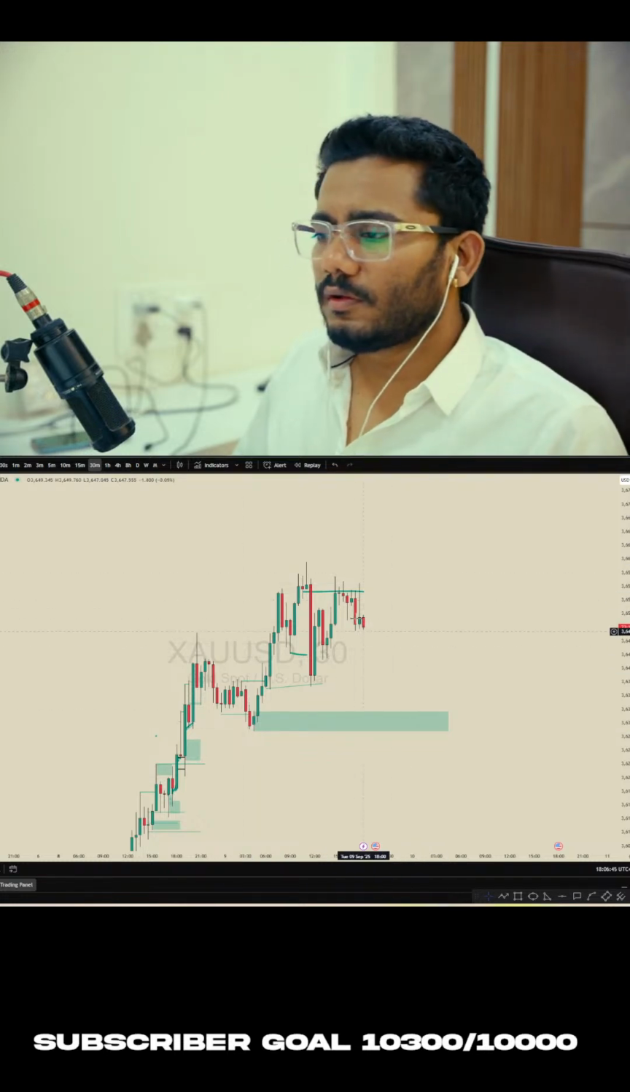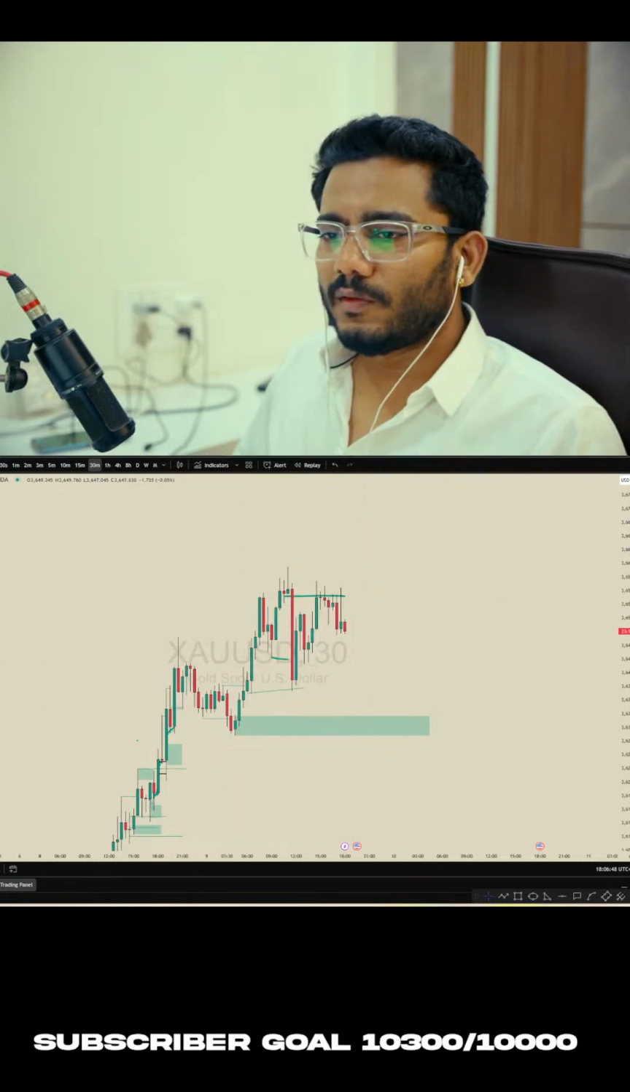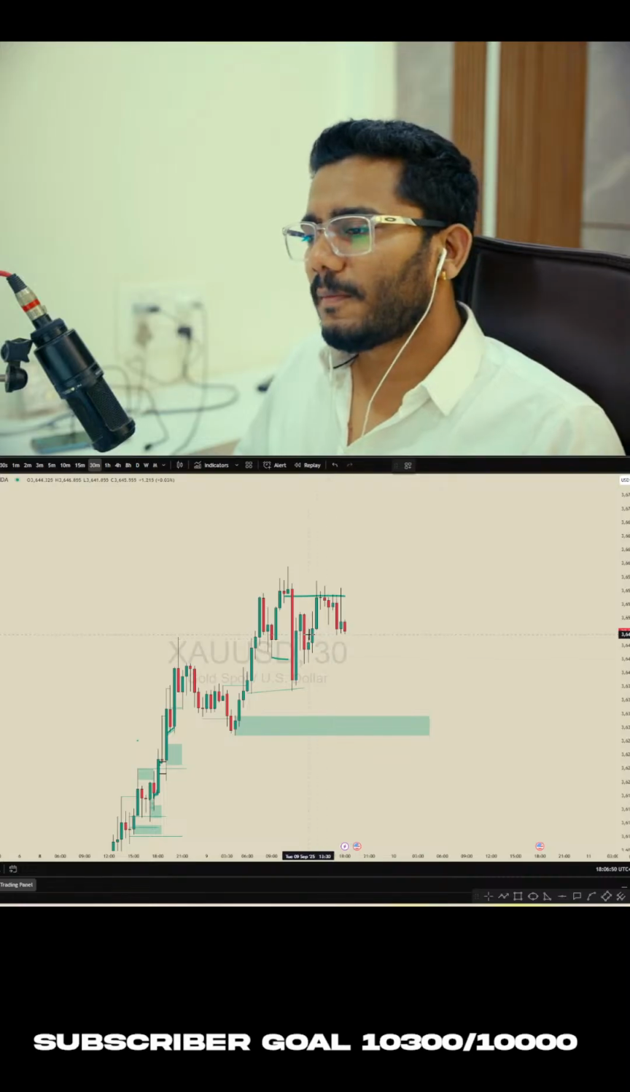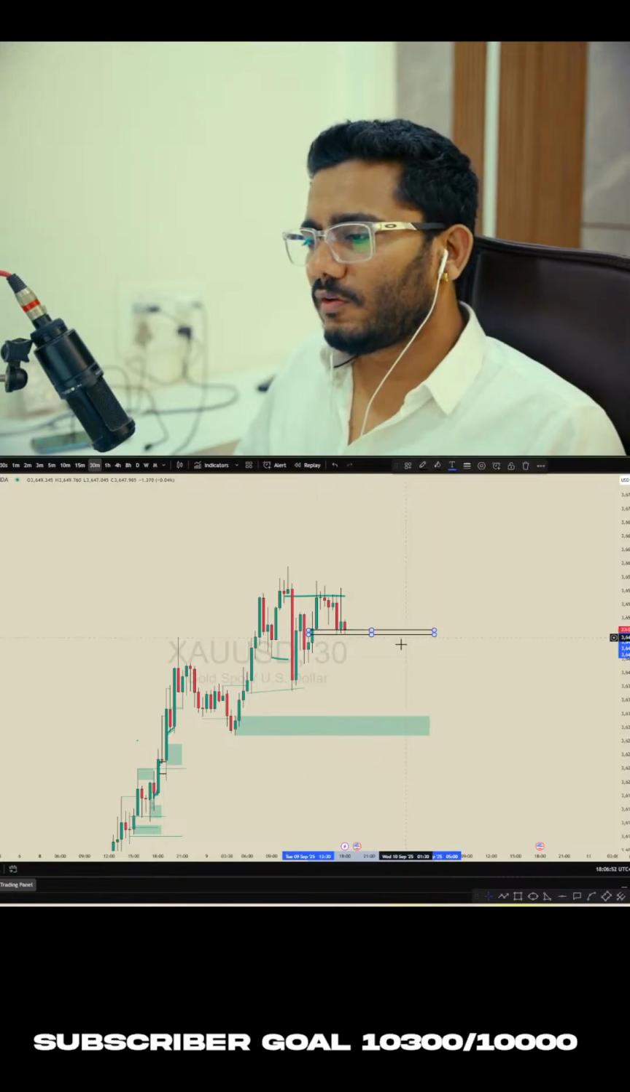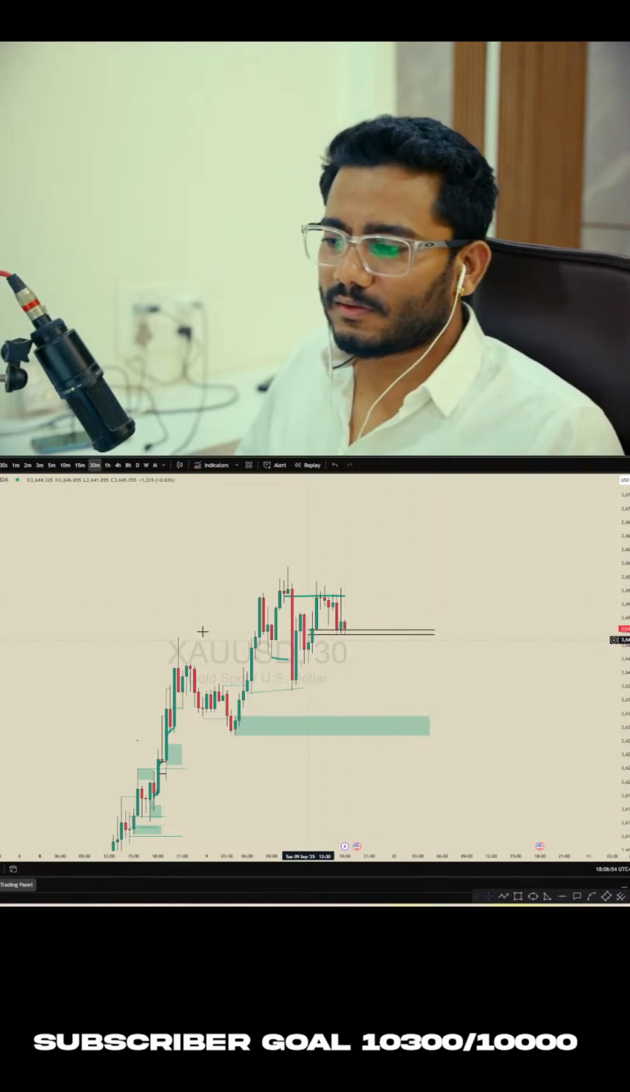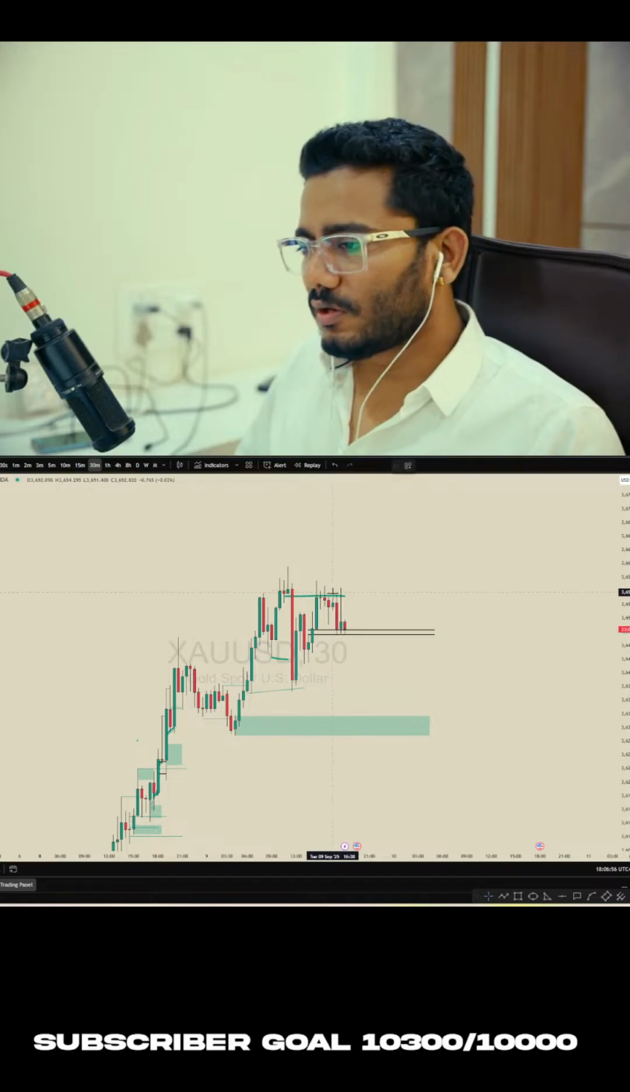Gold, I think it should continue downside, but we have this imbalance on 30 minutes. So it can react from this area also. But looking at the candlestick, I think it should continue the downside.